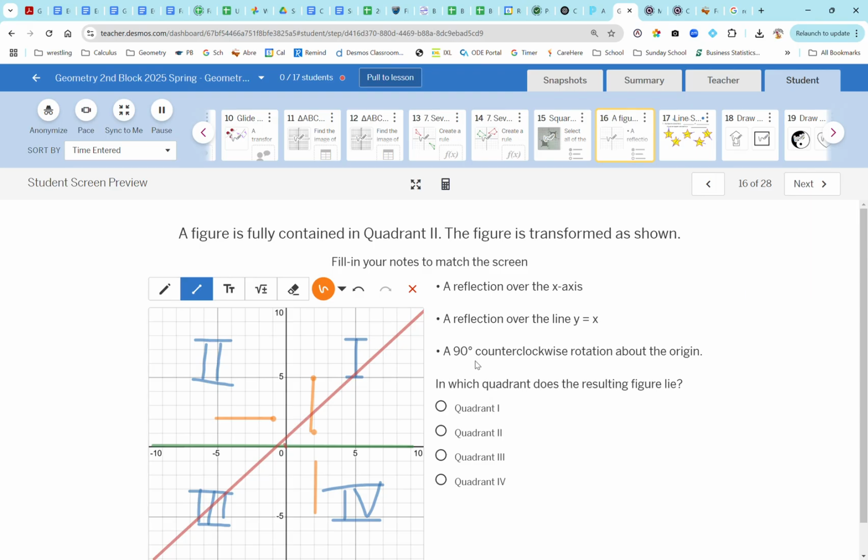And then the third thing asks us to do 90 degrees counterclockwise about the origin. Okay, counterclockwise is going to go this direction. And where is that going to end up? It's going to end up being right down here. The final question asks us to look at what we did and what quadrant does the resulting figure lie in. It started in the first, went to the fourth, went to the second, and ends up in the third quadrant.